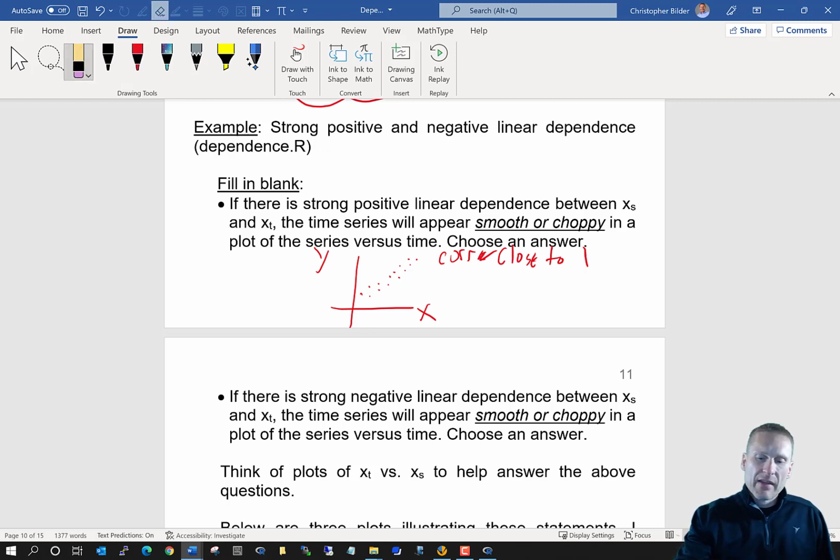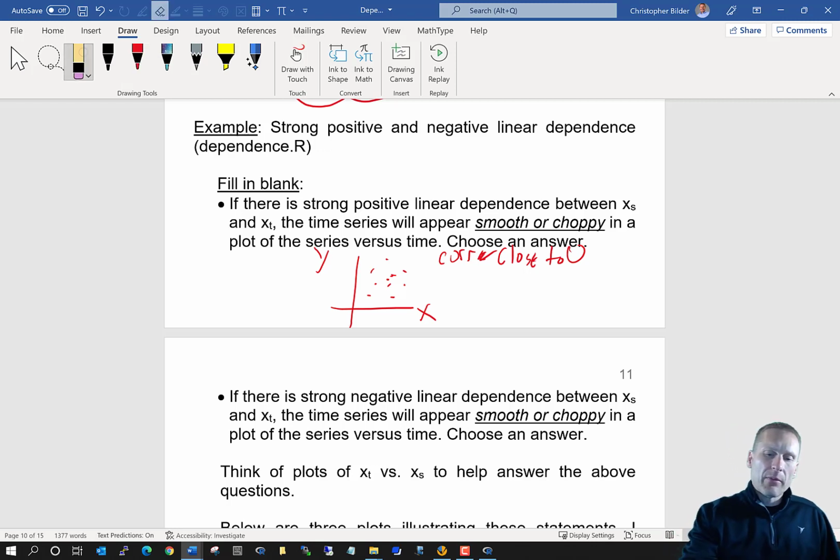If I had strong negative dependence, let's say something close to -1, I would have a downward trend. If I have little dependence at all, then I would have just a scattering of points here, and they're not necessarily forming any particular kind of trend.